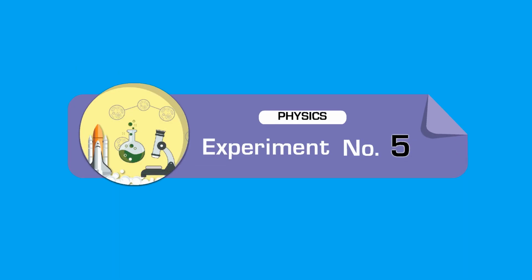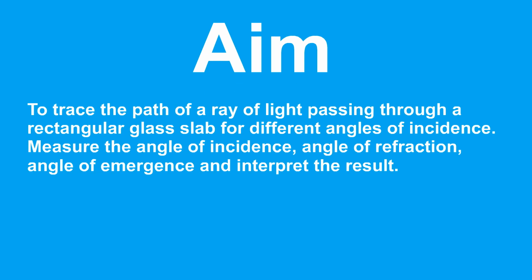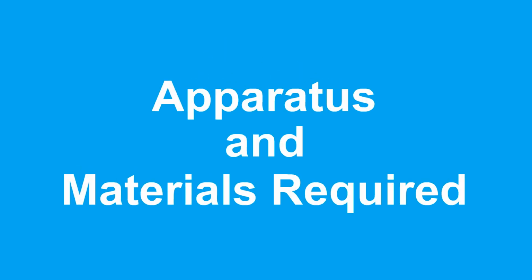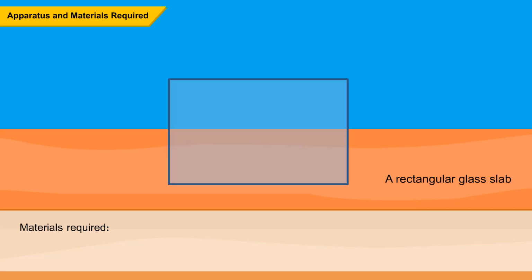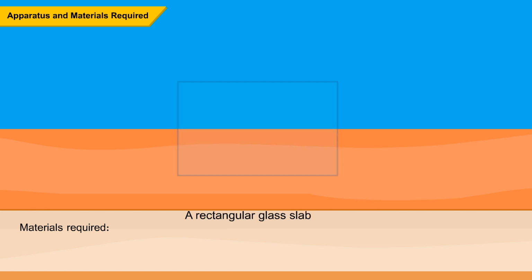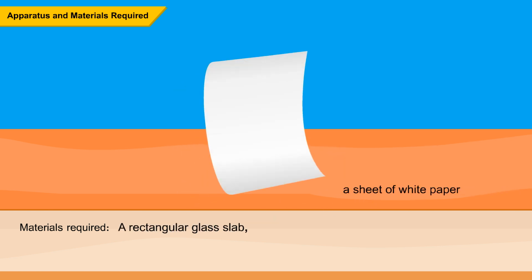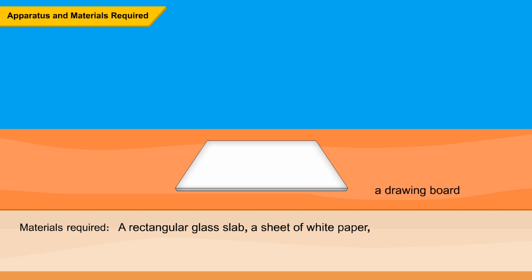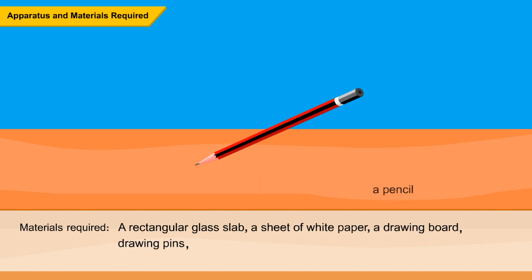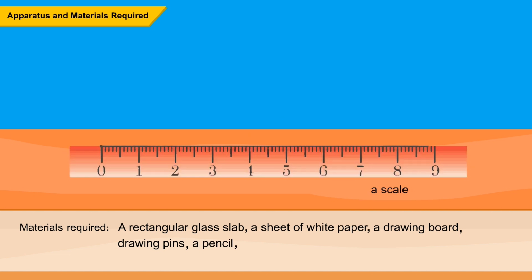Experiment number 5. Aim: To trace the path of a ray of light passing through a rectangular glass slab for different angles of incidence. Measure the angle of incidence, angle of refraction, angle of emergence and interpret the result. Apparatus and materials required: a rectangular glass slab, a sheet of white paper, a drawing board, drawing pins, a pencil, and a scale.